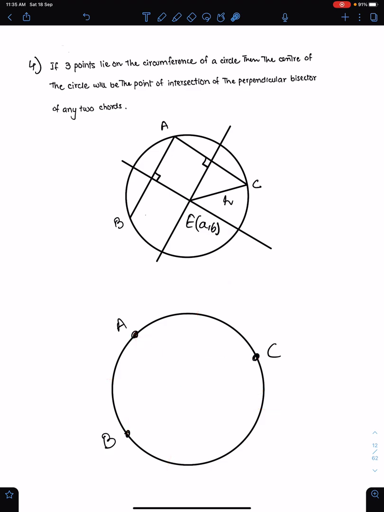So you just need to make any two chords. If we have 3 points, just make any two chords, like either AB or AC or BC, and then draw their perpendicular bisectors. And the center will always be on the bisector. The center is the point of intersection of both the bisectors, and the radius will be either this distance or this distance or this distance. The center to circumference distance is known as the radius.